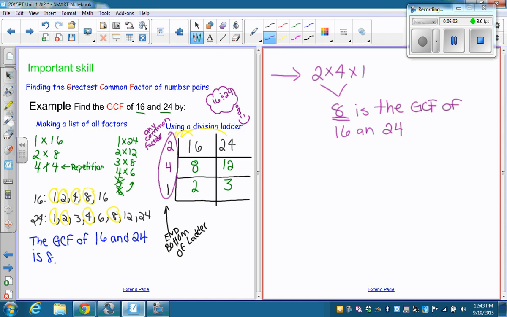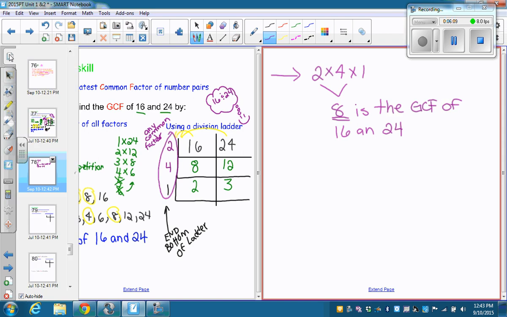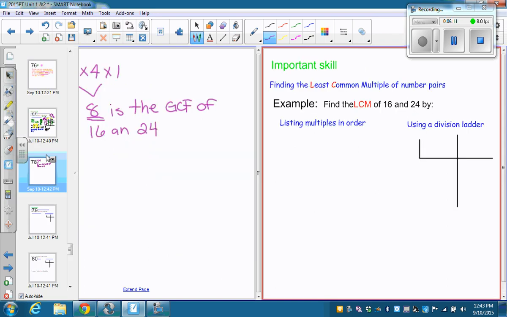We'll practice this in a minute. You can also use the ladder to find the least common multiple. So let's take a look at that.